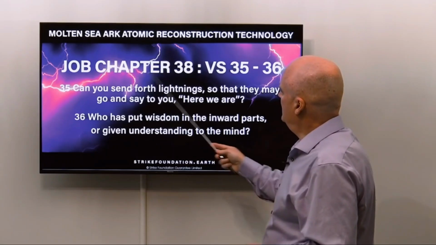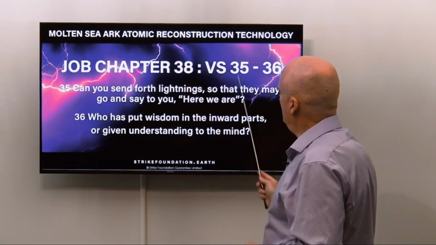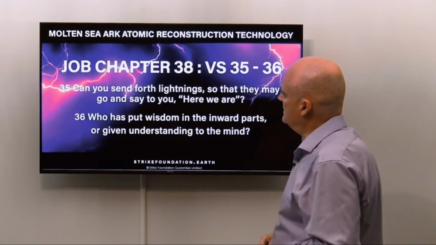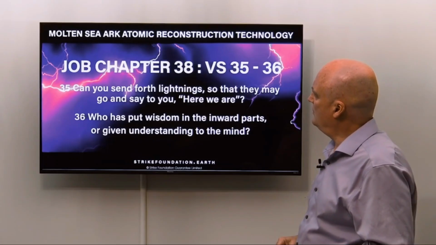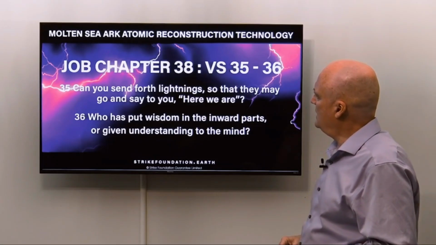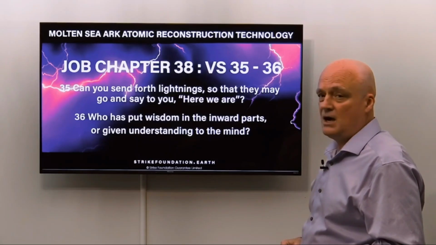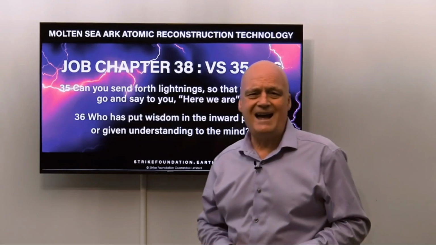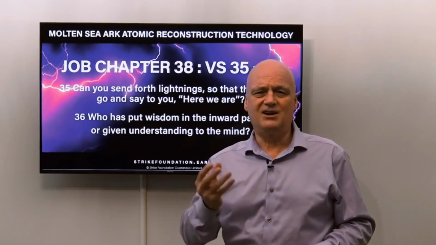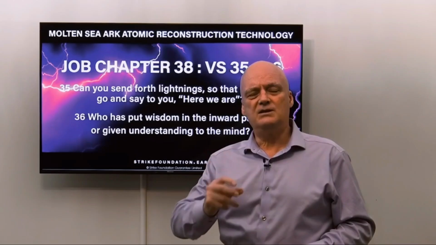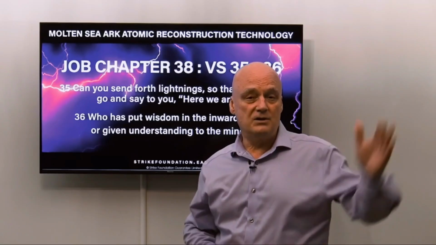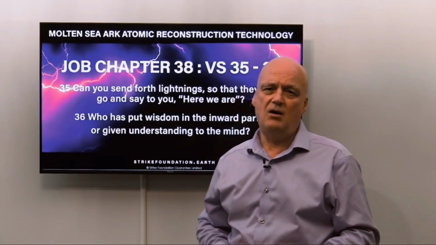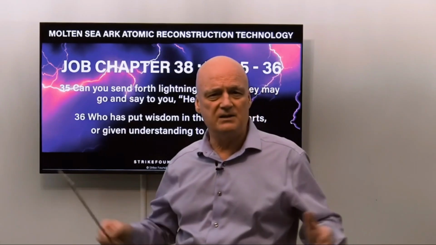So basically, Job chapter 38, verses 35 and 36, God is inquiring, can you send forth lightnings so that they may go and say to you, here we are? Well, those lightnings are actually the plasmoids that create the path of lightning. The reason that happens is you have to have an ionized path over long distances, because everyone's seen how high lightning is and how long those paths are.